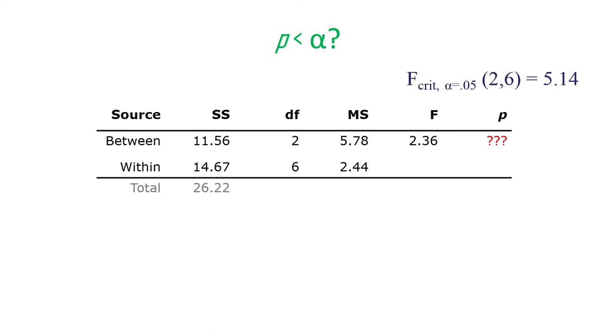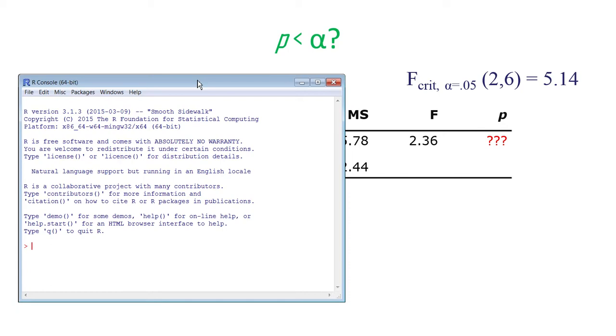So I started up R here. R has all sorts of little functions, because mathematicians love to do this. pf stands for probability in the F distribution. So our F observed is 2.36. Our degrees of freedom between is 2. Now, this does have to go first. And within is 6. Now, if we do that, we'll actually get the left side of the F distribution, because mathematicians are sticklers about counting from bottom to top.